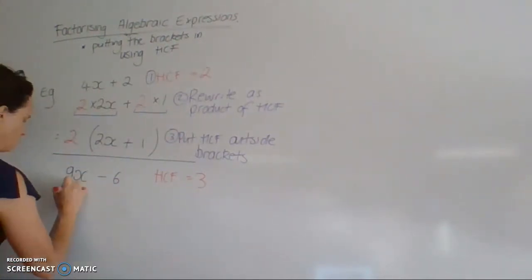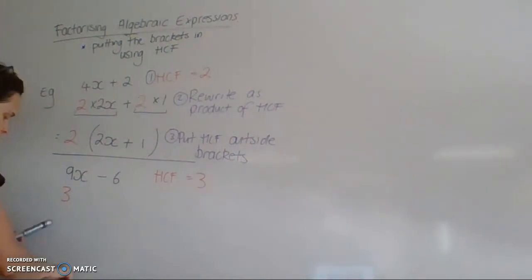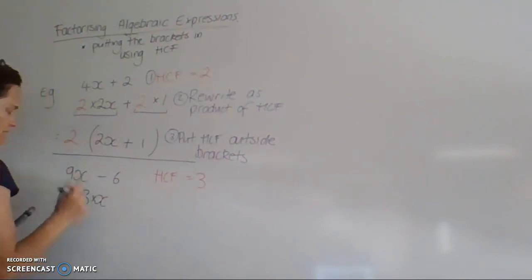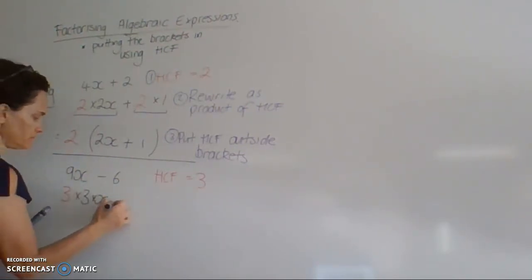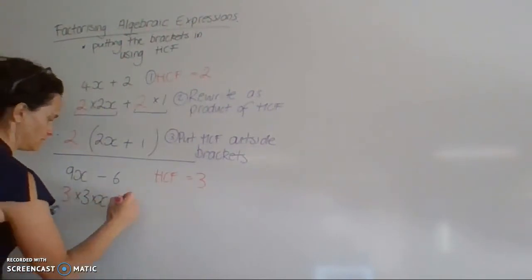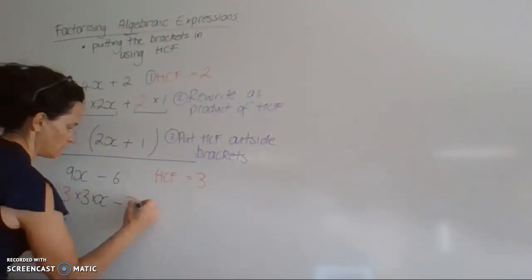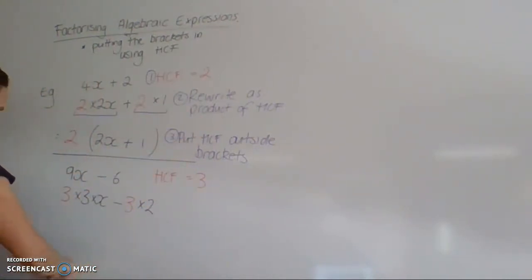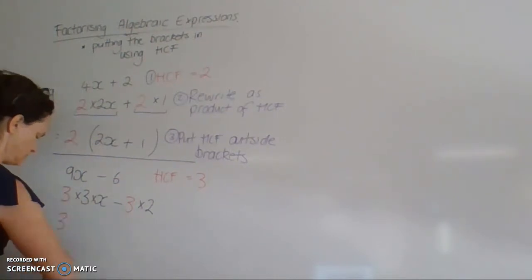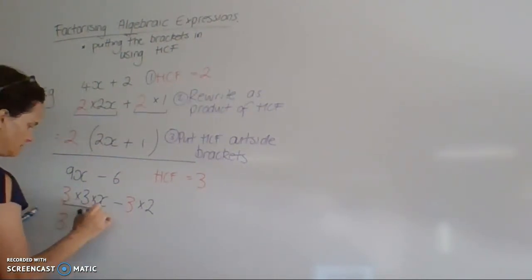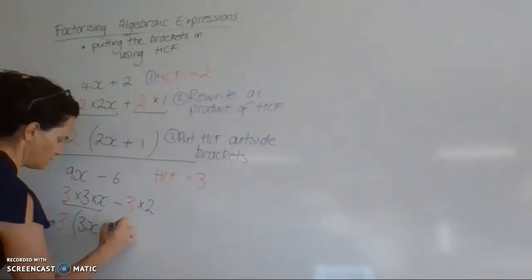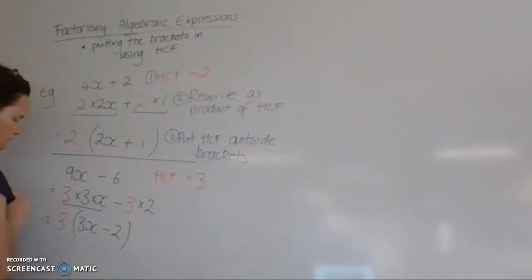So we write our number 3. 3 times what is 9x? We've got to multiply it by 3 to get 9, and then by x to get the x in. And then I subtract. 3 times what is 6? We've got 3 times 2. Okay, so our third step is put the HCF outside. So we've got 3 bracket. What's left here is 3x. Subtract comes down, and then 2 happens there.